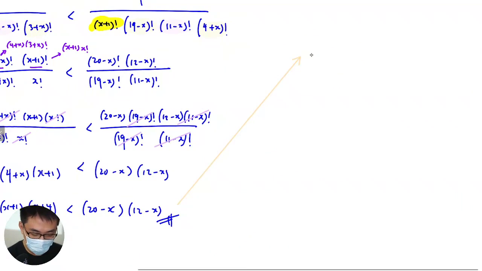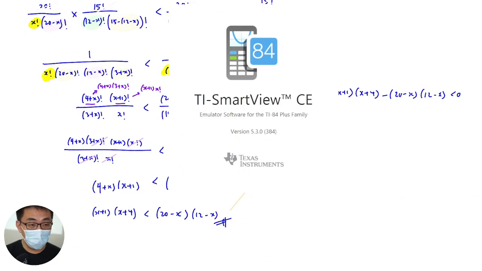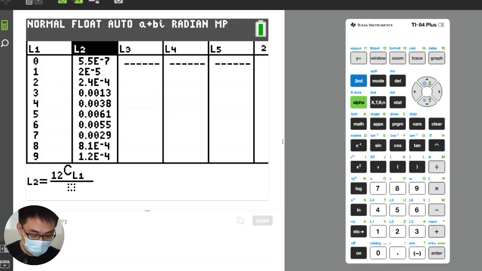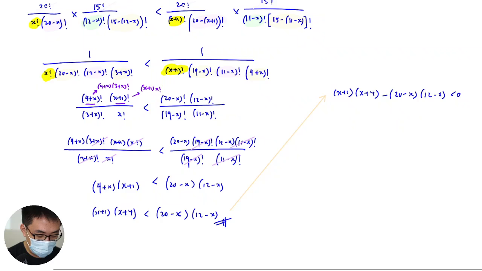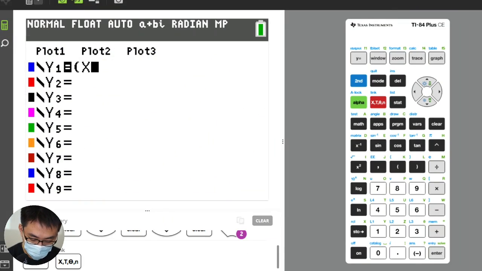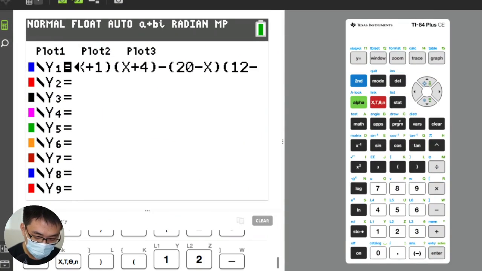For those of you who know that I like to use GC and solve, I don't really like it like that. I like it to be placed as x plus 1, x plus 4 minus 20 minus x, 12 minus x, less than 0. So I'm going to find the x value which will satisfy this inequality. I don't want to solve it algebraically because it's 5 marks. If the first 4 doesn't cost me 4 marks, I don't even think I want to do it. So I'm just going to put in x plus 1, x plus 4 minus 20 minus x, 12 minus x. Okay, just solve this.